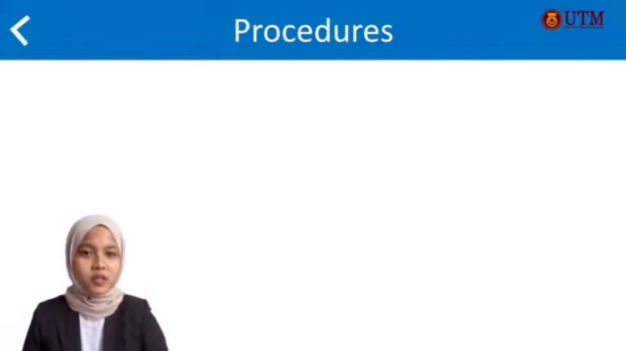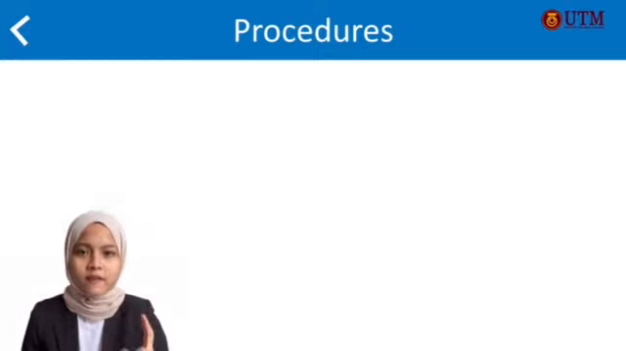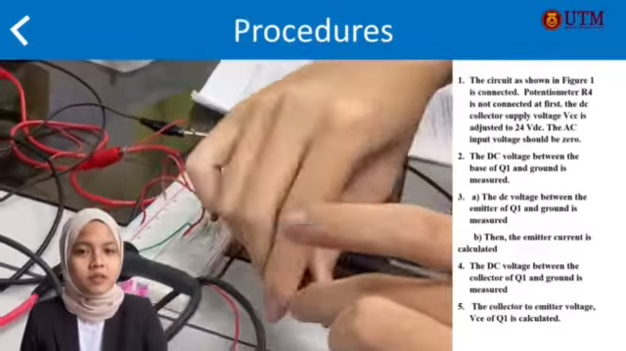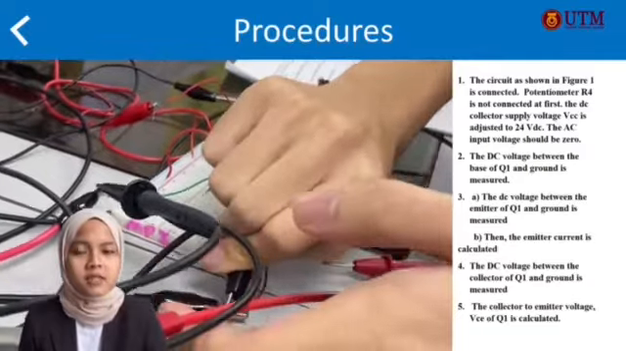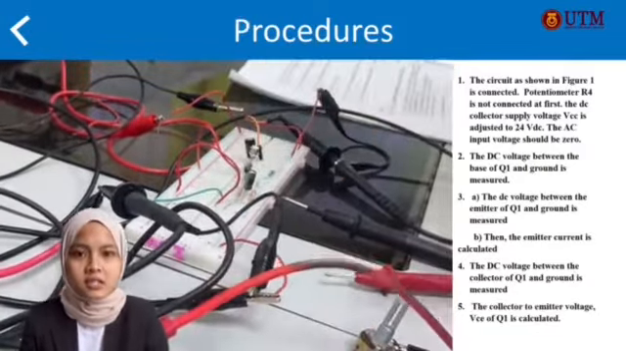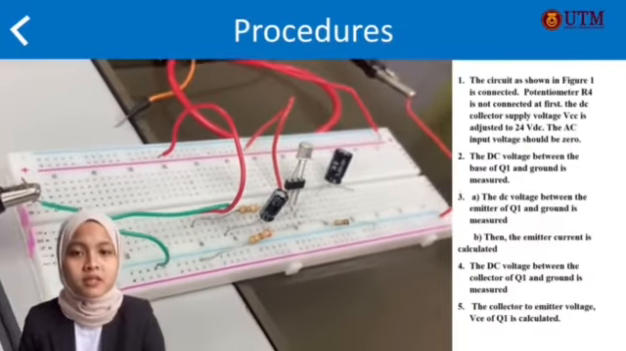The procedures required in these experiments are: in part 1 of the experiment, we were calculating and measuring the DC operating voltage found in a common collector circuit. First, the circuit as shown in figure 1 is connected. Potentiometer R4 is not connected at first. The DC collector supply voltage VCC is adjusted to 24 VDC. The AC input voltage should be 0.